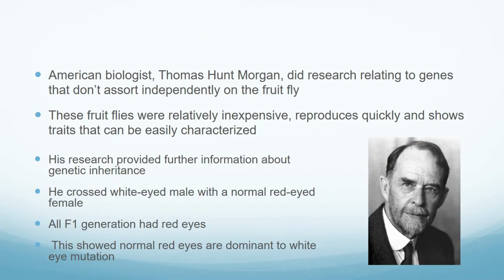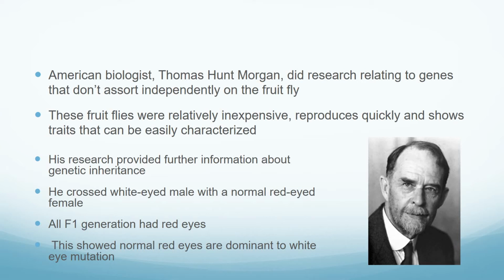American biologist Thomas Hunt Morgan did research relating to genes that didn't assort independently on the fruit fly. He chose them because they were relatively inexpensive, reproduce quickly, and show traits that can be easily characterized. In his research, he saw some things that are different from Mendel's results with genetic inheritance.